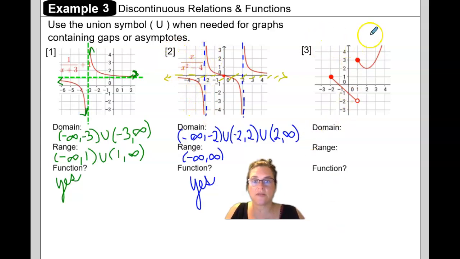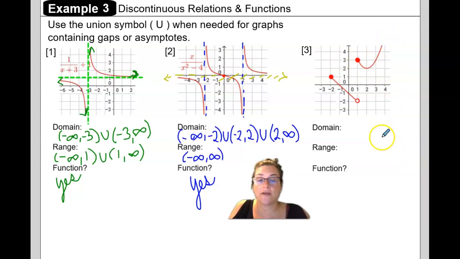3 is called a piecewise function because it has 2 distinct pieces. There's a line segment here that's a piece of a linear function, and then this is a piece of a parabola or a quadratic function. So as we go to write its domain, we're starting least to greatest. So over here, our lower bound for x is a closed circle at negative 2. So we're going to have a bracket at negative 2 to show that that's inclusive.